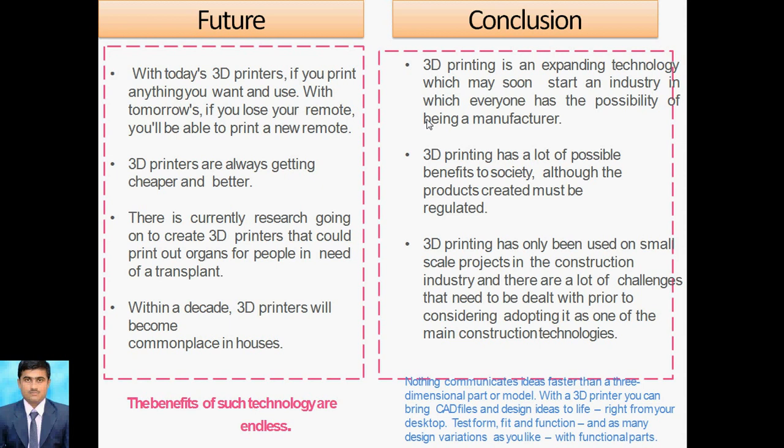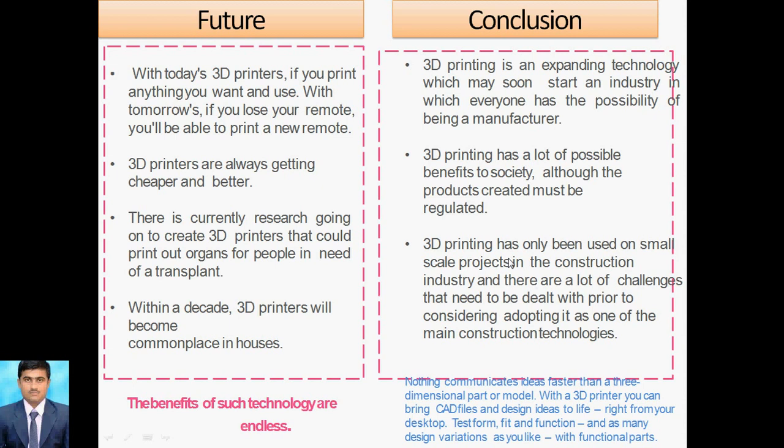The next conclusion is that 3D printing has a lot of possible benefits to society, although the products created must be regulated. The next future point is that within a decade, 3D printers will become commonplace in houses. There is currently research going on to create 3D printers that could print out organs for people in need of transplant. So this is the scenario for the future.